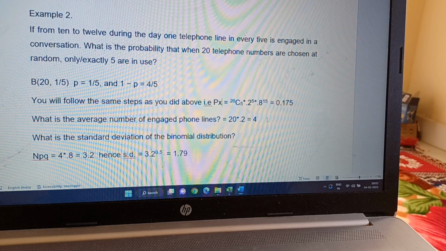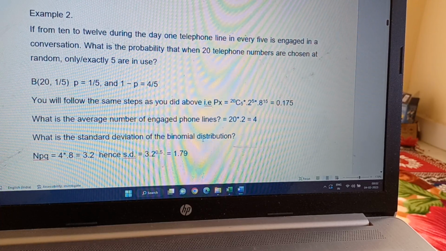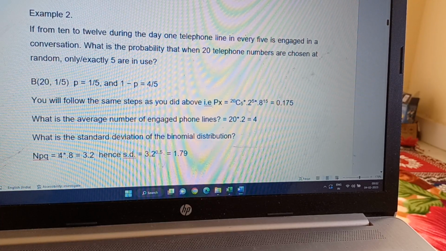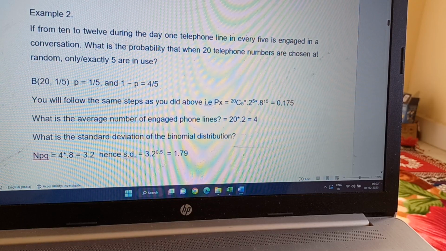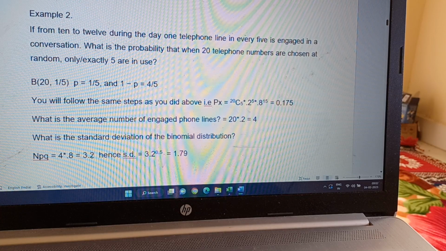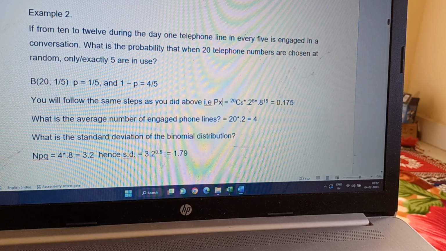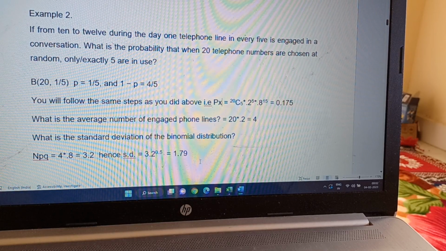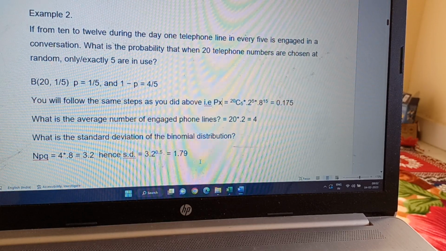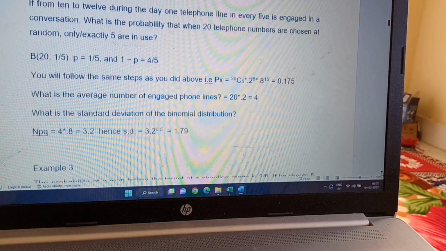And then what is the standard deviation of the binomial distribution? So for standard deviation, first we calculate variance, which is npq, which is equal to 3.2, and standard deviation is the square root of that. So I wrote 3.2 to the power 0.5, which is equal to 1.79. So this is the standard deviation of our binomial distribution.